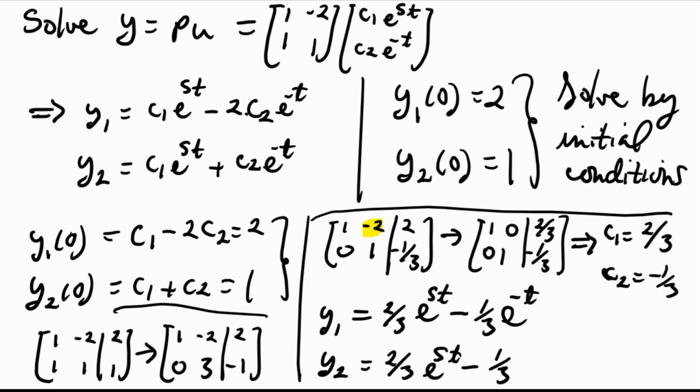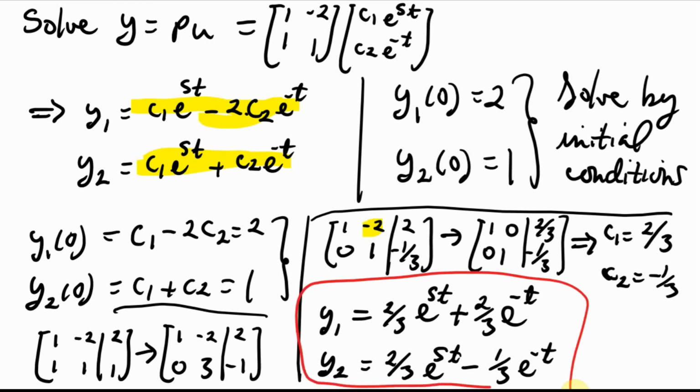I'm sorry, I'm off. Let me correct it. This last row is right, times e to the negative t. I need to go by this pattern here. I did that for that one by accident. So this has to be negative 2 times c sub 2. So negative 2 times c sub 2, well, c sub 2 is negative 1/3, so that becomes plus 2/3. Okay. And then this becomes the solution.